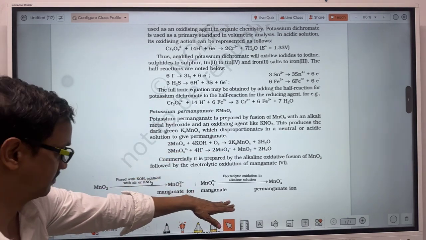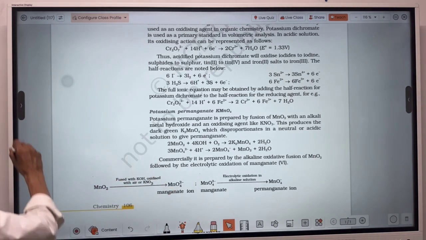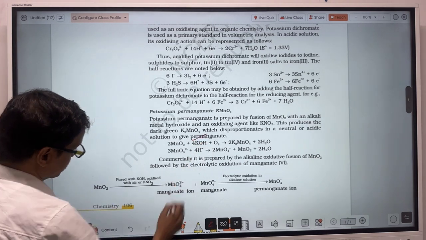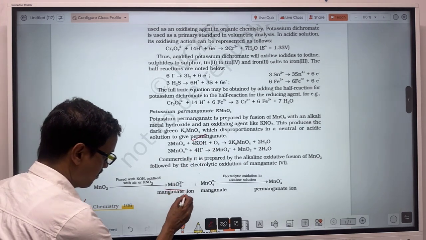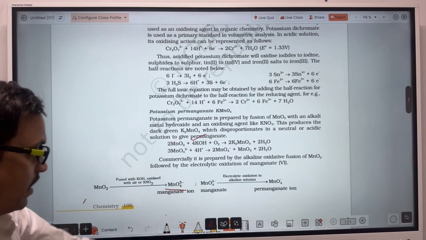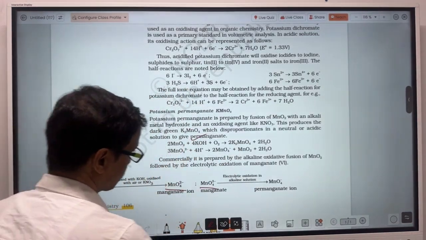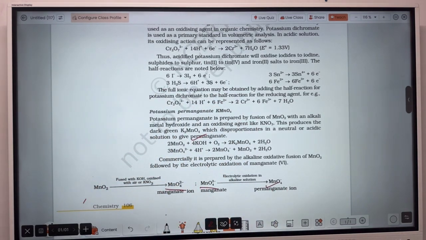Now this MnO2 was written in this sort. Firstly, to the MnO2, alkali has been passed. As a result, manganate ion has been formed. And after that, to this manganate ion, acid has been passed. So there was formation of permanganate ion. That was the method of preparation of permanganate ion.